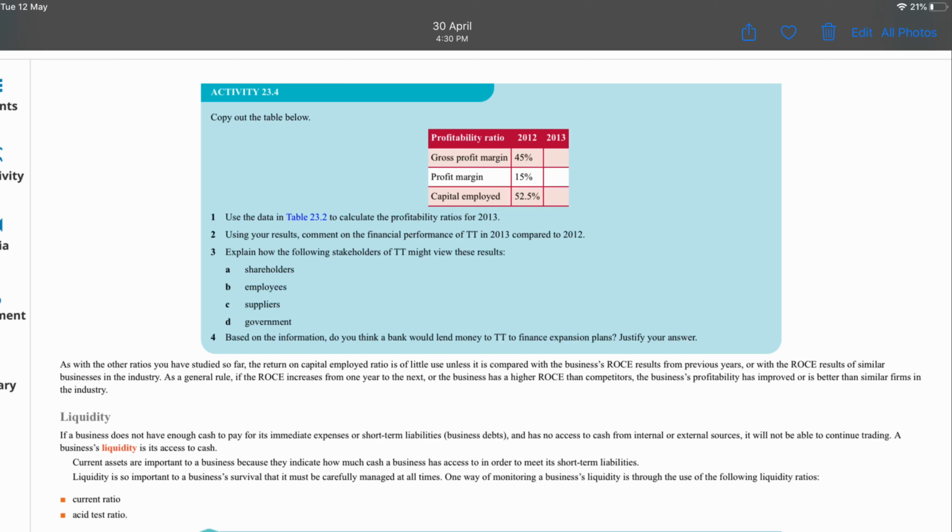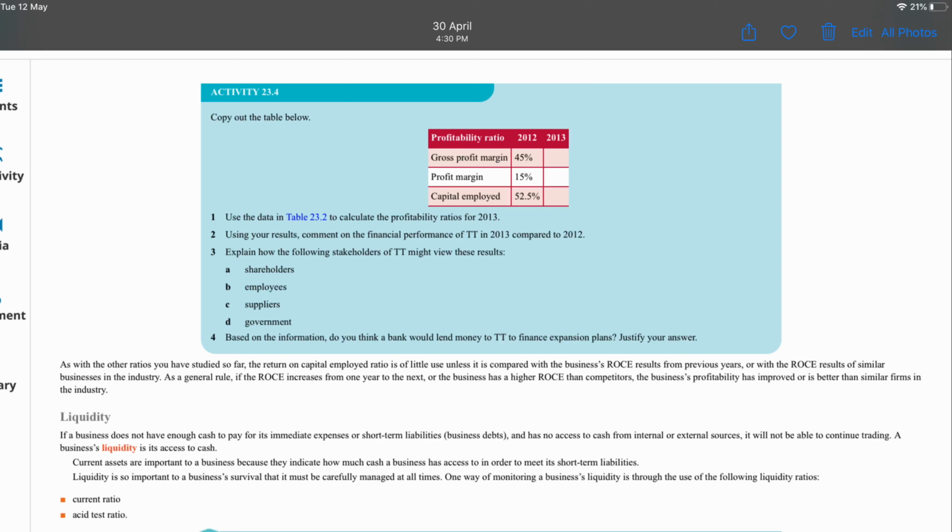Let's go for question number 3. Explain how the following stakeholders of TT might view these results. As a shareholder, the more profit for the company, if the profit increases, of course there would be an increase in dividend and market value of shares. So you can say the shareholders are pleased that profit has increased because this would increase dividend and market value of shares.